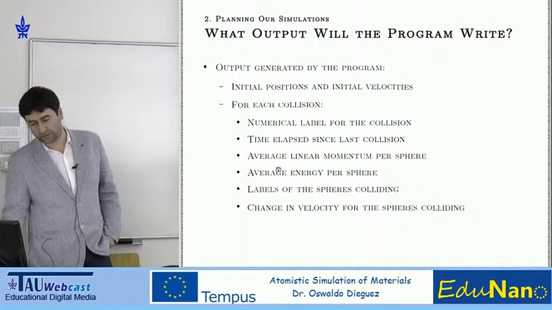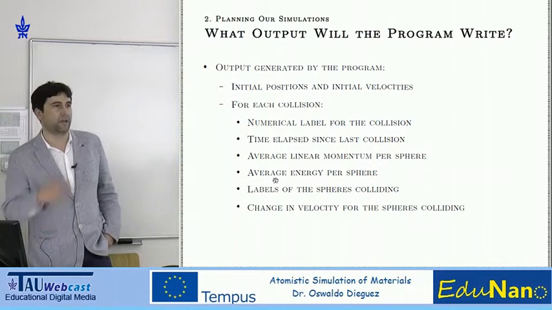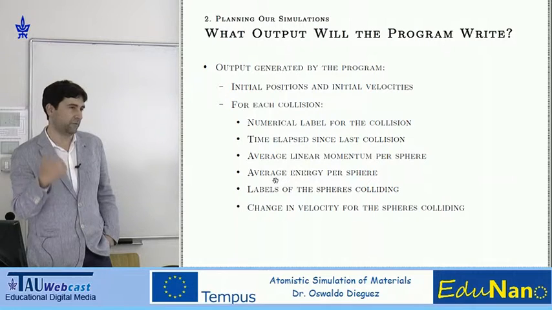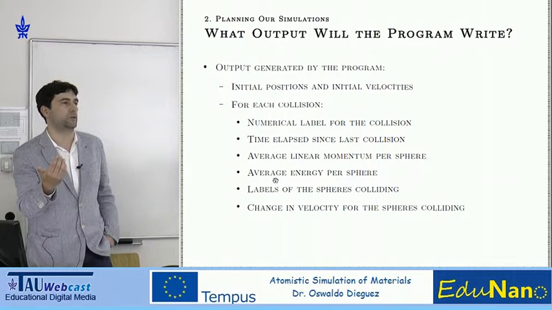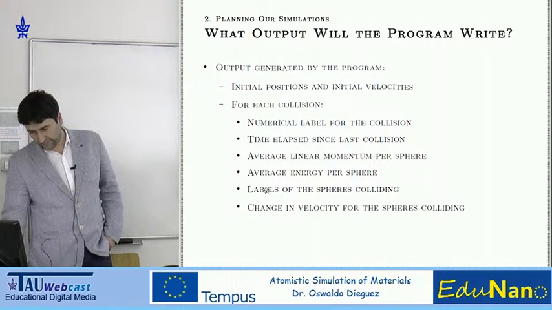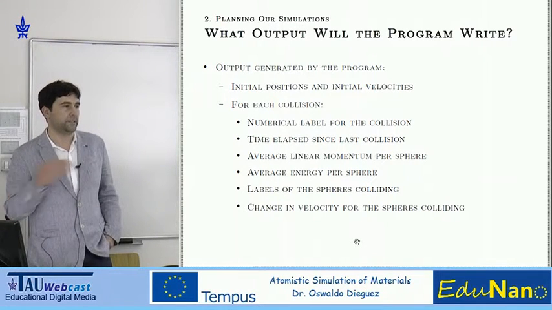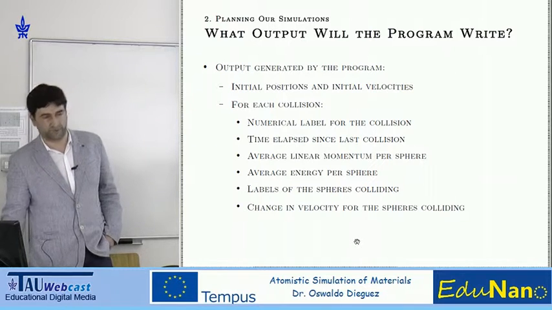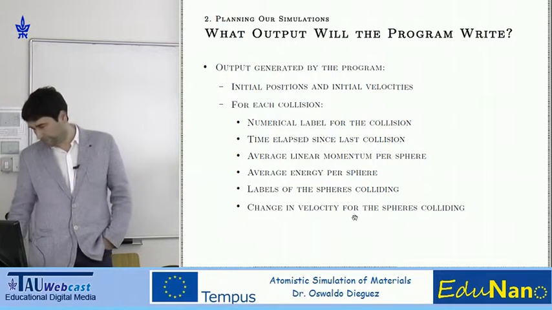So these are typical things you record. And every x steps, you make sure the momentum is okay, and if not, the program stops and tells you the energy has changed too much, something's wrong. And the change in velocity is because this is the variable I need for that equation of state I showed you, for the PV over KT.